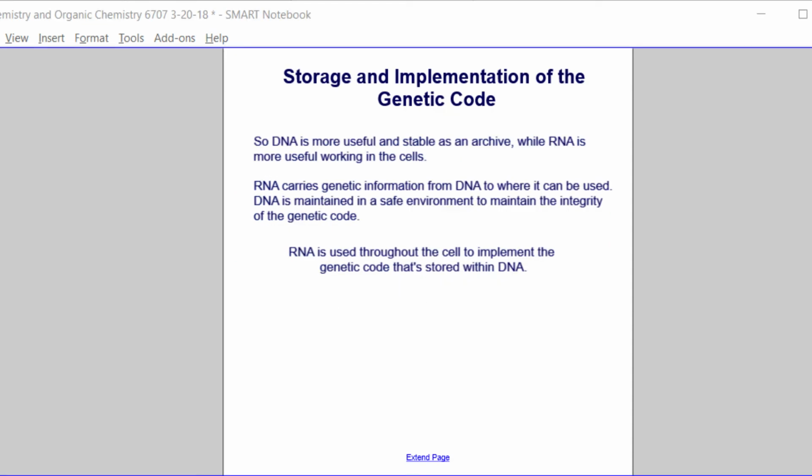So, DNA is more useful and stable as an archive to store the genetic information, while RNA is more useful working in the cells. So, RNA carries genetic information from DNA to where it can be used. DNA is maintained in a safe environment to maintain the integrity of the genetic code. RNA is therefore used throughout the cell to implement the genetic code that's stored within the DNA.